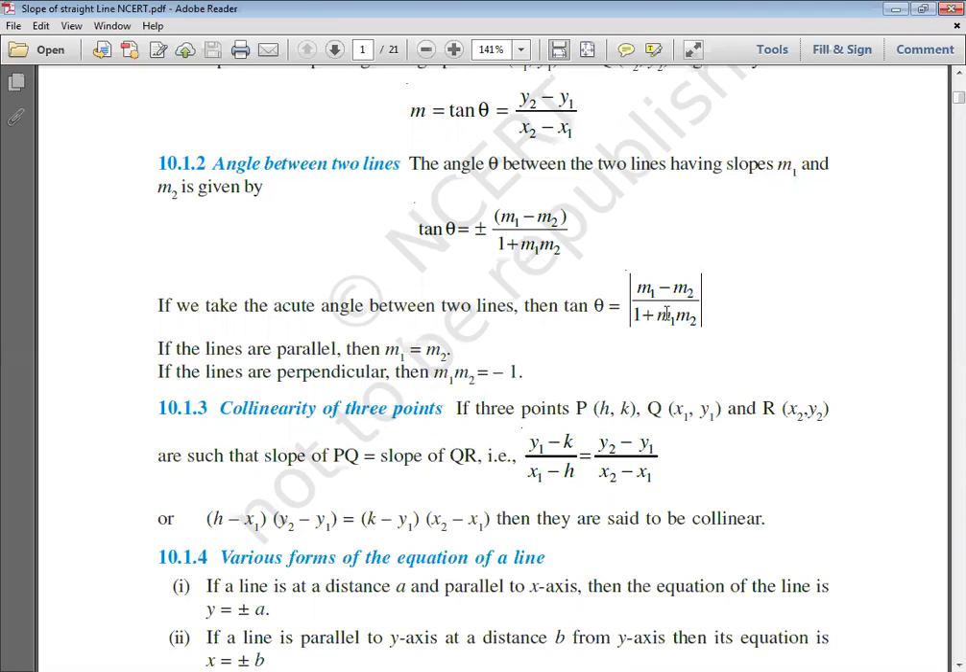Suppose after computation we get tan theta equal to root 3. Then theta will be 60 degree, because tan 60 is equal to root 3. So theta is equal to 60 degree, and that 60 degree will be the angle between these two straight lines. So this is the simple formula to find the angle between two lines. We just should have the slopes of the lines concerned.